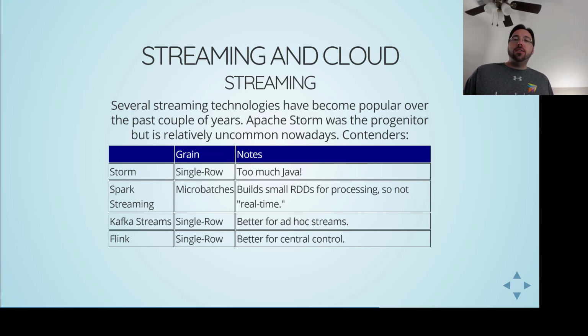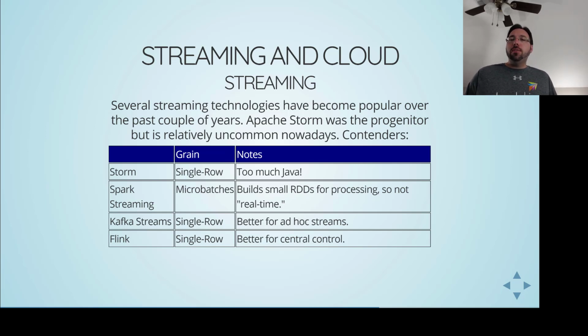The first contender is Spark Streaming. This uses micro batches of data. And what I mean is we may wait for a few milliseconds, collect a small amount of data, and then perform some Spark operations off of that. We build resilient distributed data sets for those small amounts of data and process them. So it's not truly real time, but typically it's close enough for what we want to do.